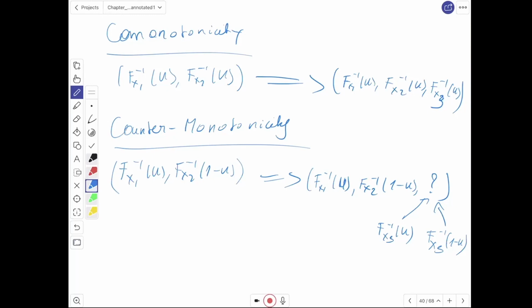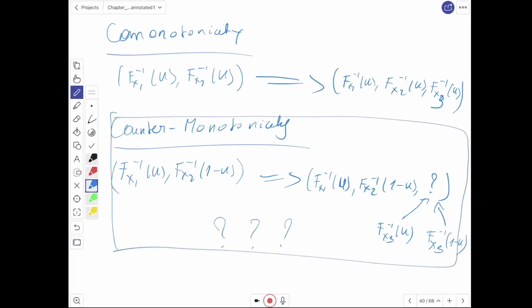So this is a big issue. We don't know how to work with perfect opposite dependence, perfect negative dependence, in multiple dimensions. Comonotonicity, on the other hand, is nicely defined, and that's what we discuss in the next chapter.